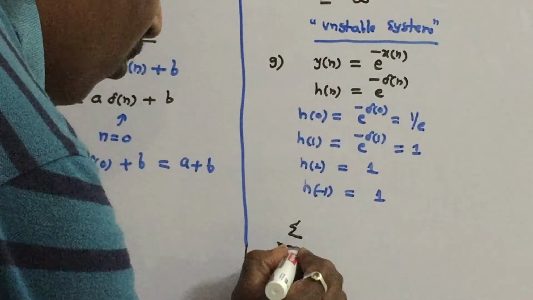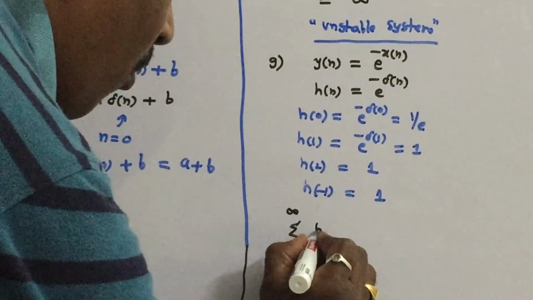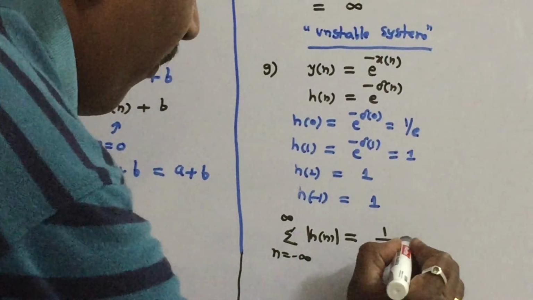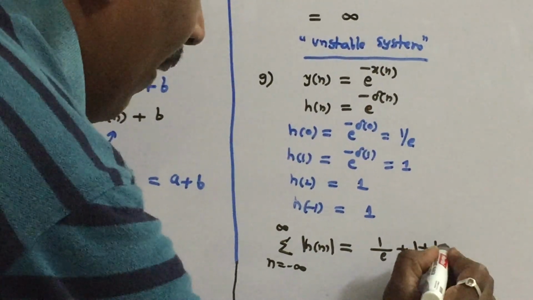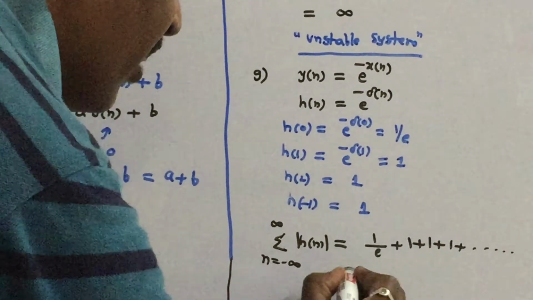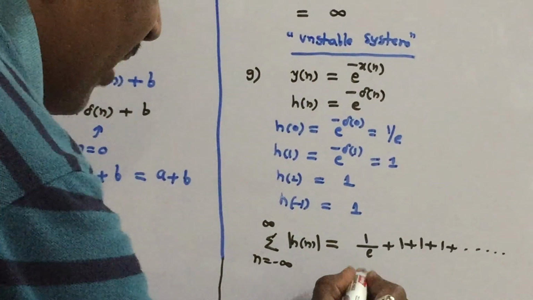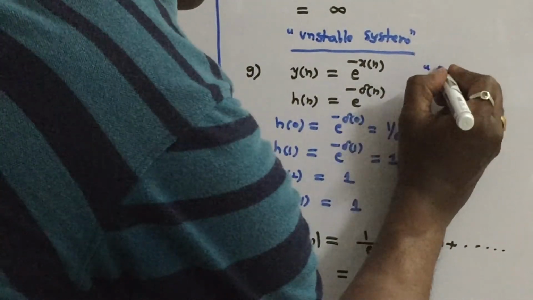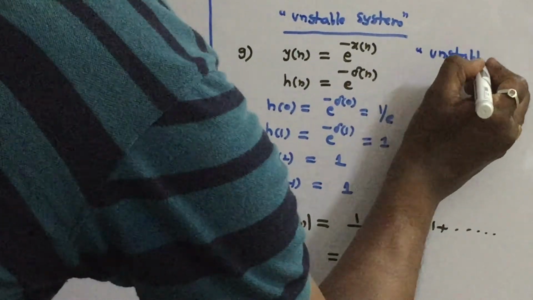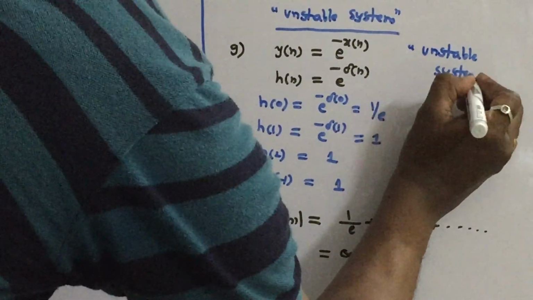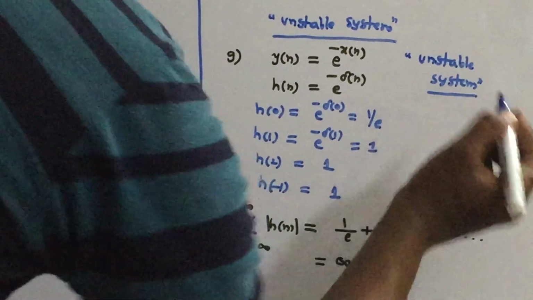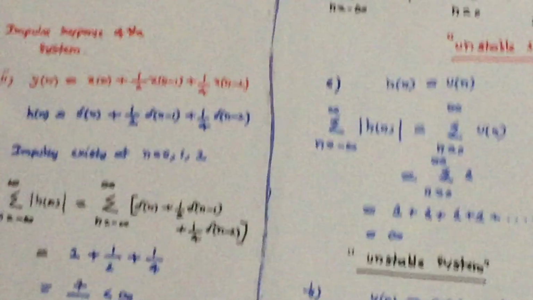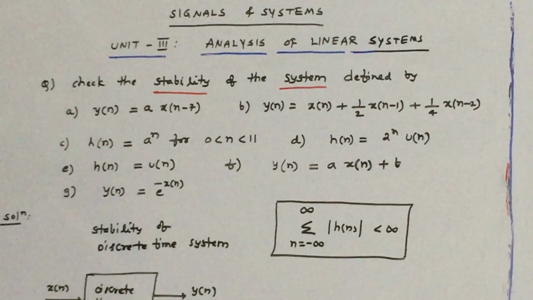So the summation n is equal to minus infinity to infinity, modulus of h of n, will result into 1 by e plus 1 plus 1 plus 1 plus so on up to infinity. This will result into the summation infinity. So what kind of system is this? This is said to be an unstable system. In this way you can find out whether the given system is a stable system or an unstable system. Thank you.